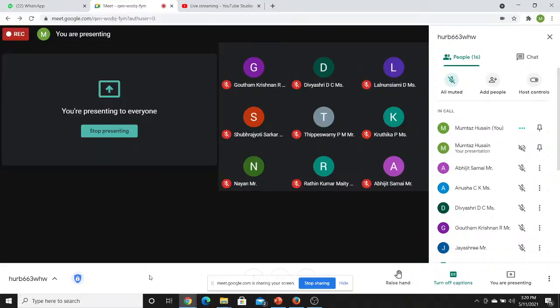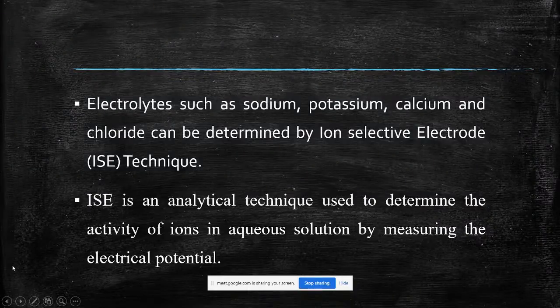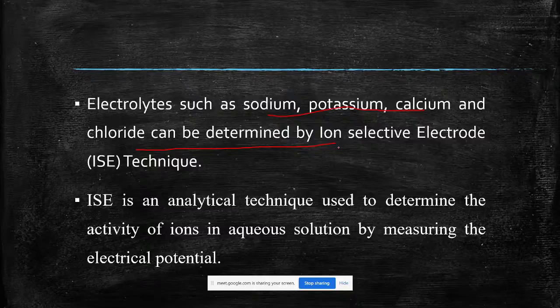So the major objective of today's class is we will learn how electrolytes are determined in the body. Electrolytes such as sodium, potassium, calcium and chloride can be determined by a common method known as the ion selective electrode technique. This is a conductometric method, and as I told you, electrolytes carry charges.